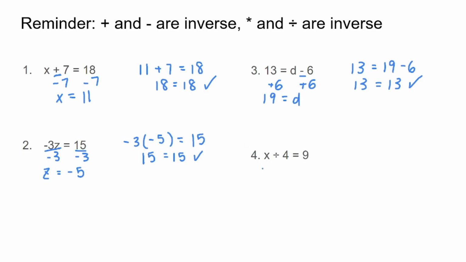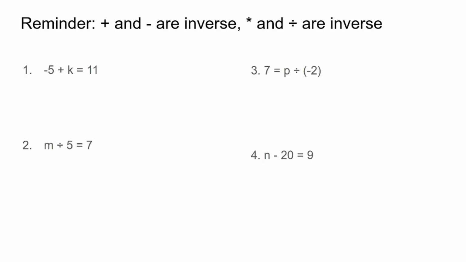Next, we have x divided by 4 equals 9. The operation here is division, so we're going to do multiplication. We're going to multiply by 4 on both sides. We're going to get x equals 36. To check, we plug it back in. So 36 divided by 4 equals 9. 9 equals 9 is correct, so we know that x equals 36. Next, we'll go to the next slide and do a few more practice problems.